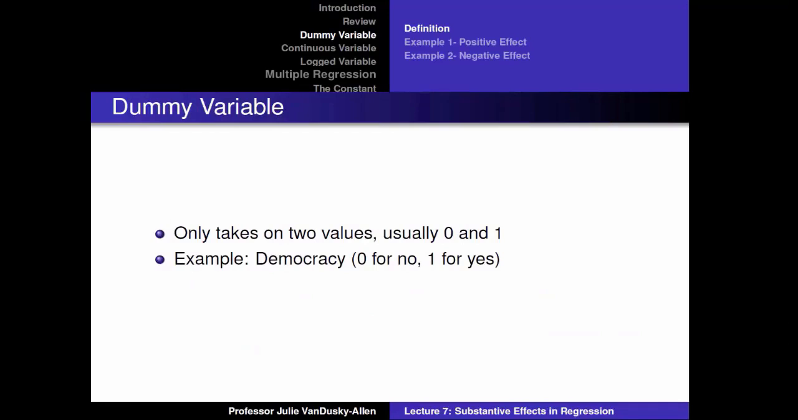Now I'm going to show you how to interpret the substantive effects of independent variables in regression. First, I will start with dummy variables. A dummy variable is a variable that only takes on two values, usually 0 or 1. For example, if you have a variable that measures democracy, it could be coded 0 for non-democracies and 1 for democracies.